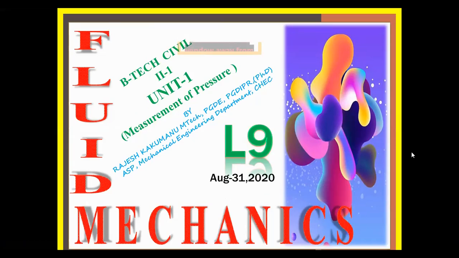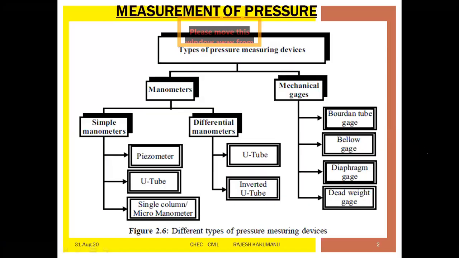Next one. If you see the classification of measuring devices, these are basically classified into two categories. The first category is manometer devices. The second category is mechanical gauges.